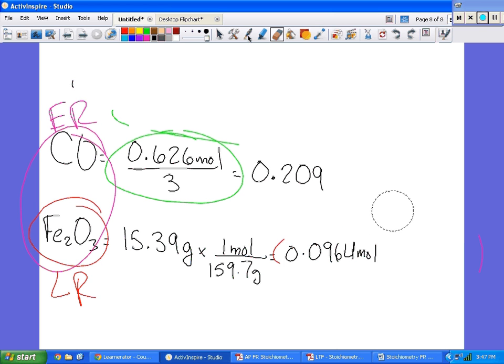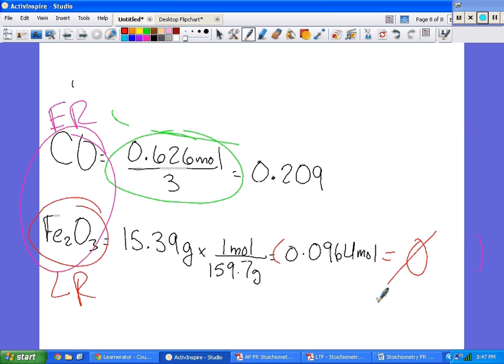Do you all agree that we've determined that this bottom thing is the limiting reactant? By our simple definition, what do we always say about our limiting reactant? It runs out first, which means it's going to end up being what numerically at the very end? So this number is essentially going to turn into 0, correct?